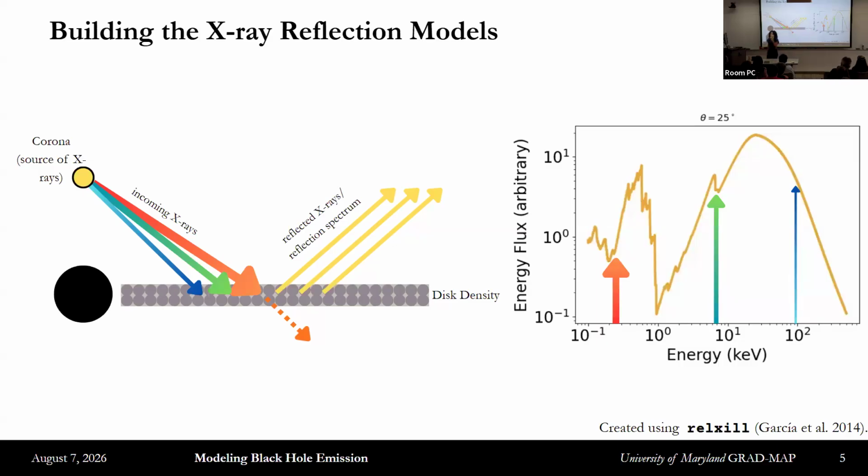The arrows represent different wavelengths of light from the corona. Each wavelength interacts differently with the disk. For example, the high energy X-rays shown here in blue Compton scatter off of electrons to form what is known as a Compton hump here. Medium X-rays interact with iron in the disk to form this famous iron K emission line here. Low energy X-rays interact with other elements to produce other absorption and emission lines.